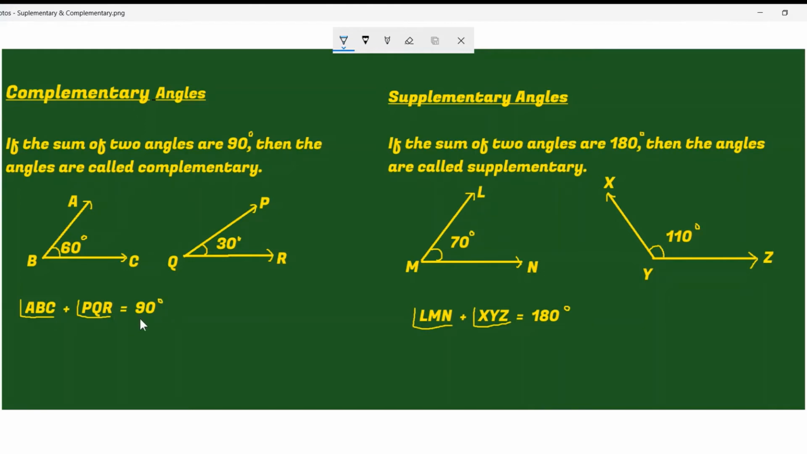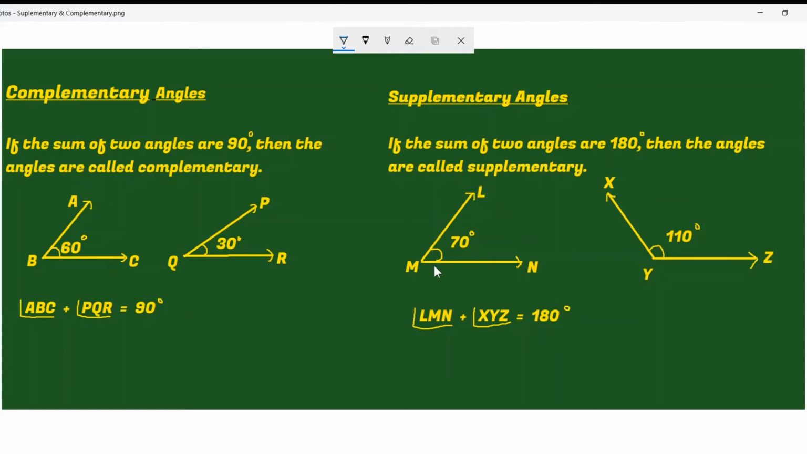So the sum of these two angles is 90 degrees. So I can tell angle ABC is the complementary of angle PQR, or angle PQR is the complementary of angle ABC. Next is supplementary angles. If the sum of two angles is 180 degrees, then the angles are called supplementary angles.